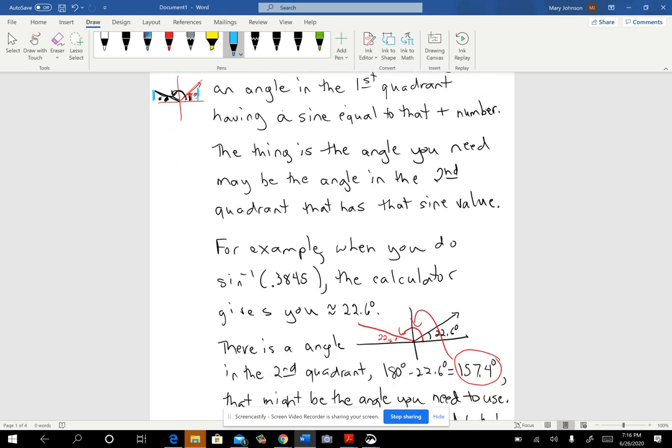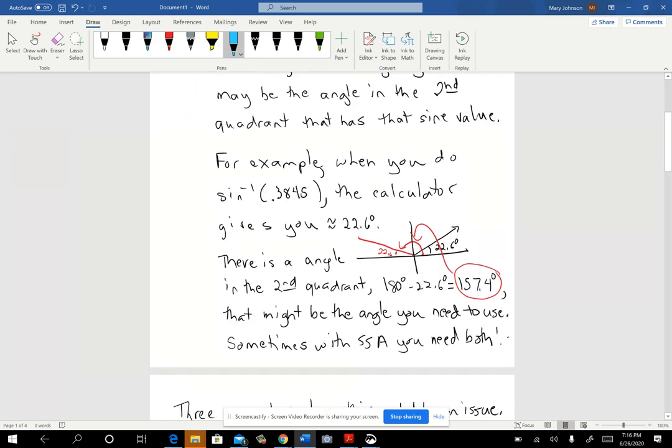Okay. So here's an example. If you did the sine inverse of 0.3845, the calculator would give you about 22.6 degrees. Well, over in the second quadrant, you would have an angle that's 157.4 degrees. And see, that reference angle right there would have the same sine. You would have the same sine for 157.4 because the reference angle in the original and the 22.6 degree angle are the same.